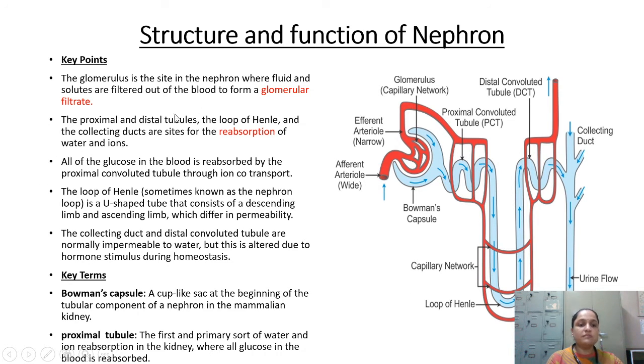Okay. So the proximal and the distal tubules, the loop of Henle and the collecting ducts are sites of reabsorption. तो reabsorption का site कहाँ से शुरू होता है? यहाँ से शुरू होता है PCT, then loop of Henle, then this one DCT. ठीक है, इस पूरे एरिया में क्या होता है, reabsorption.